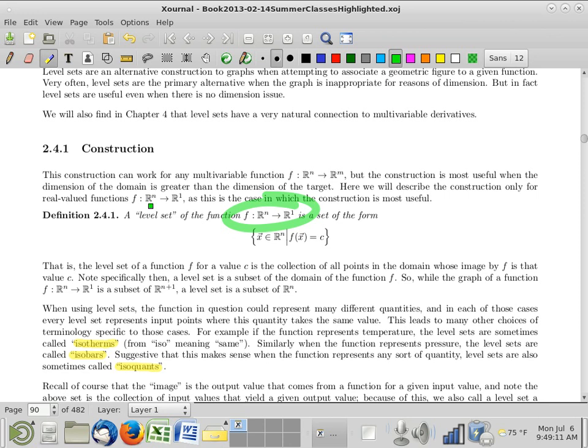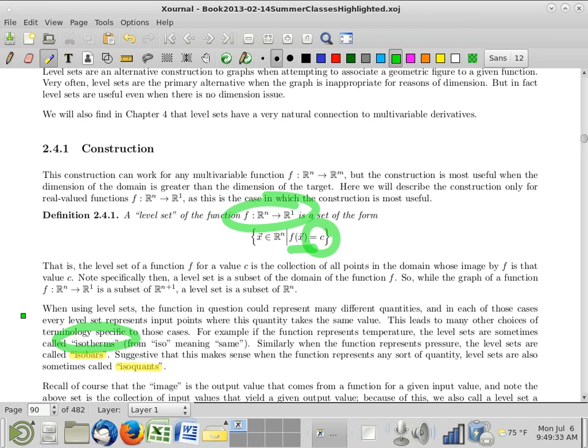So what would a level set be? A level set then would be the collection of points in the domain where the temperature is a certain fixed constant. And they have a word for this. They call this an isotherm. Iso means same, and therm is suggestive of temperature. So very natural, a little bit of terminology there.